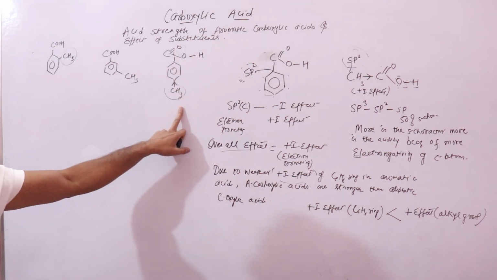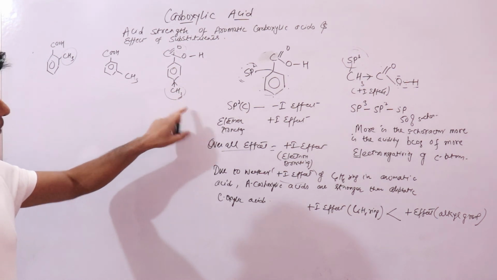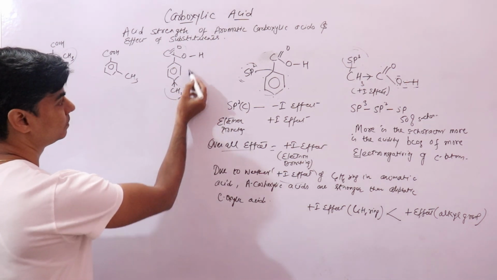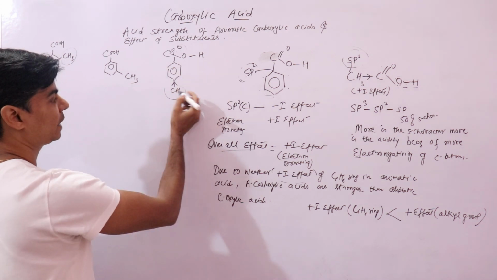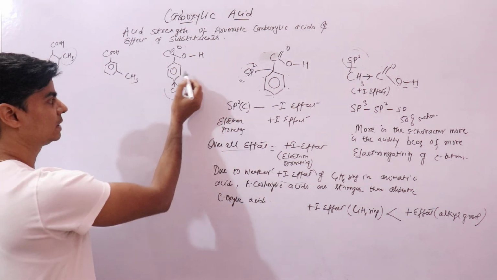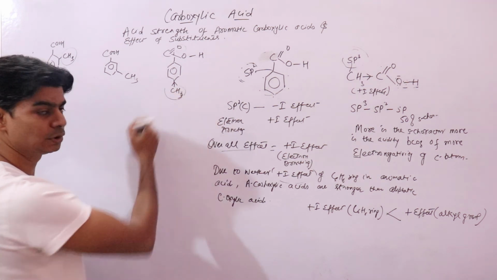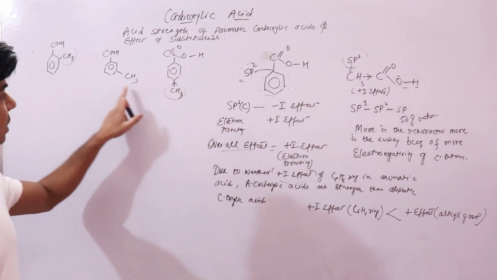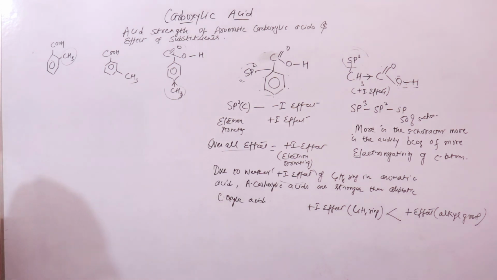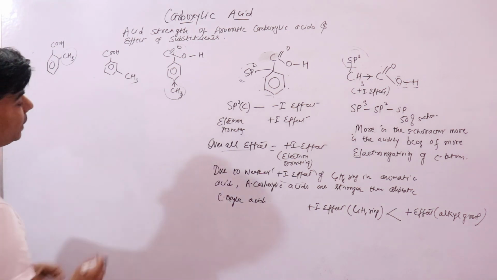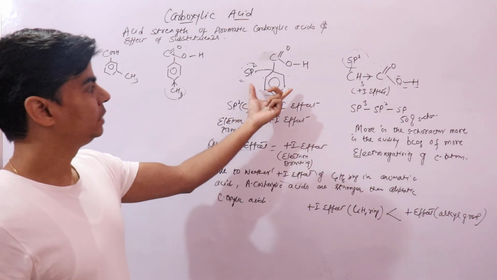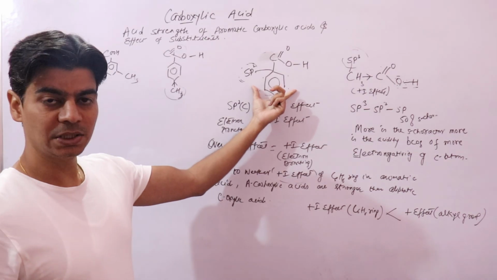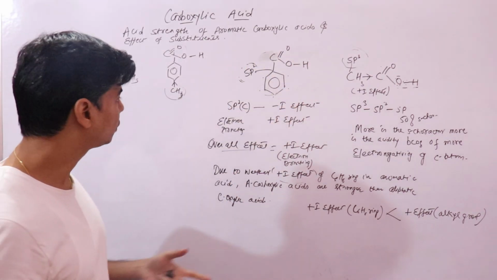So we say that para acid, when this methyl group is present at para position, is a weaker acid compared to when this is present at your meta position, right? So we'll write it like this. If you compare the acidic strength of these two with your unsubstituted acid, which is your carboxylic acid, what would be the strength?